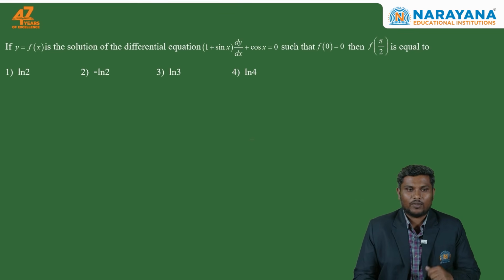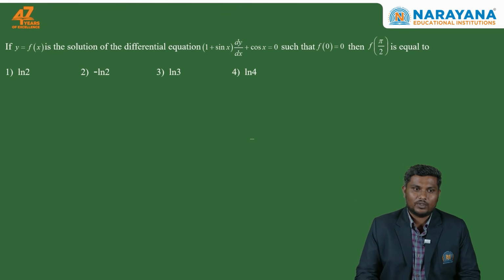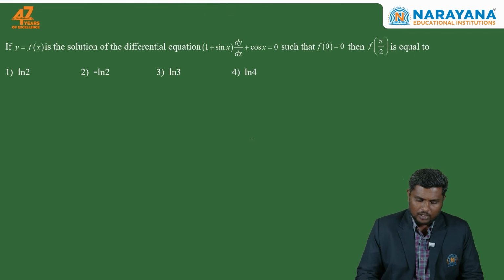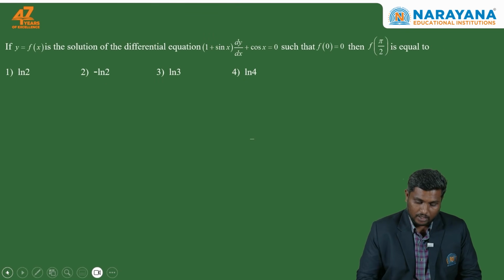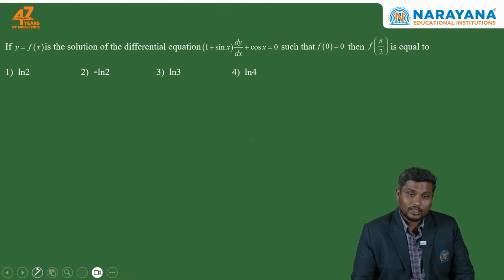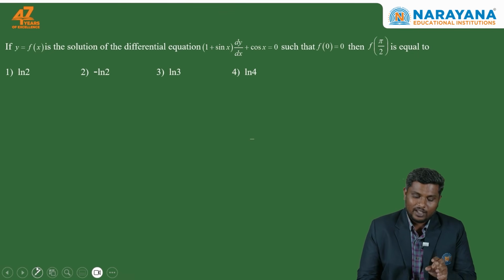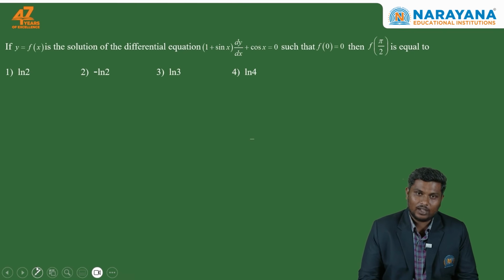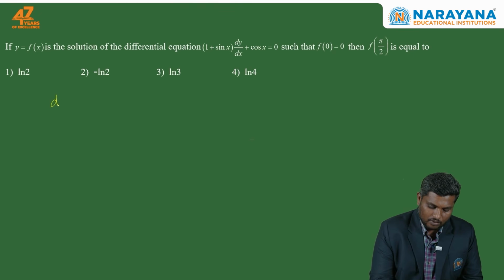Okay, here we have a few memory based questions, and the first question is from differential equation. Once again, a very easy question from differential equation. If you look at the question, (1 plus sin x) dy by dx plus cos x is equal to 0. So guys, this is a basic variable separable form. You could easily separate the variables of x and y, and here we only have terms in x. So I could write dy by dx is equal to minus cos x by 1 plus sin x.